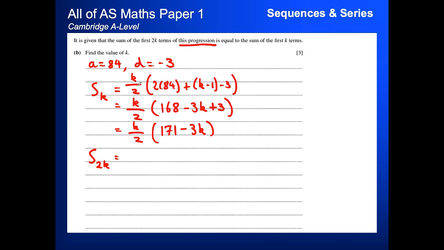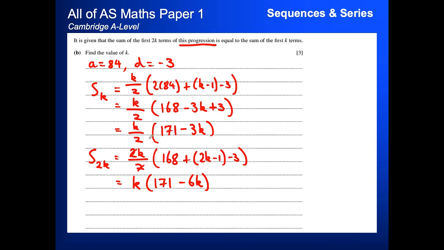And what we're going to do now is do exactly the same process for 2 lots of k. So we're going to substitute it in here. So we get 2k over 2. And then 2 lots of 84 doesn't change. This is still 168 plus, now we've got 2k minus 1 and minus 3 here. 2's cancel here, so we'll do this as we go along. So this is k. If we expand this out here, we still get 171 here. That hasn't changed. And this time we get a minus 6k.